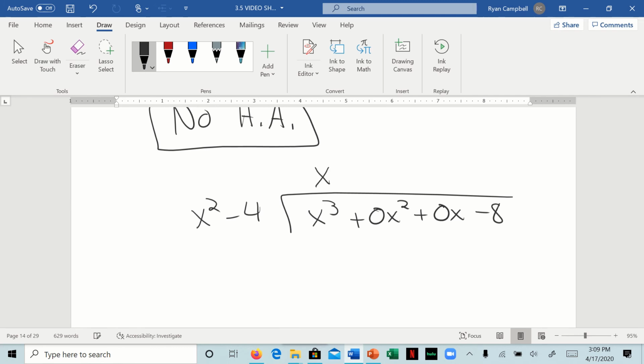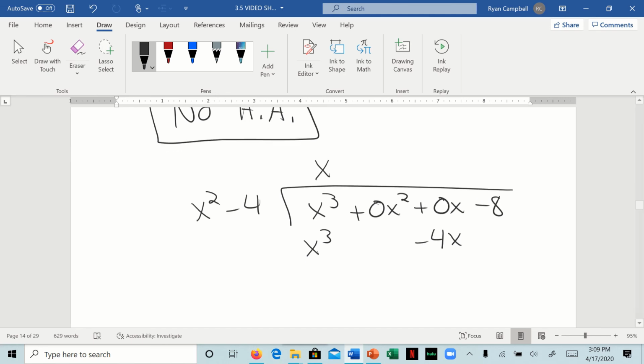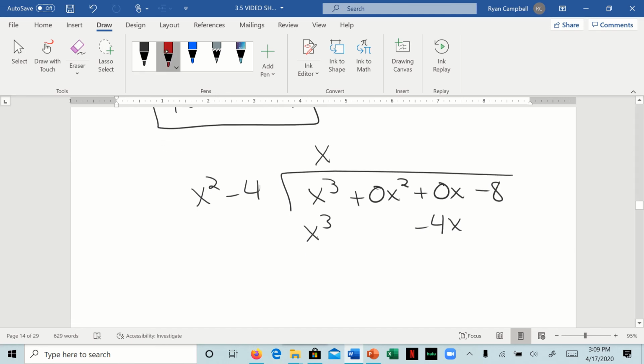X. So then, just like regular division, we multiply. And we multiply this to everything. So x times x squared is x cubed. X times negative 4 is negative 4x. And we can place it underneath the columns that are correct. Then we subtract. This is the thing that everyone forgets about. Because when you subtract, you have to flip the signs of everything. So the x cubes cancel, and we're left with 4x minus 8.